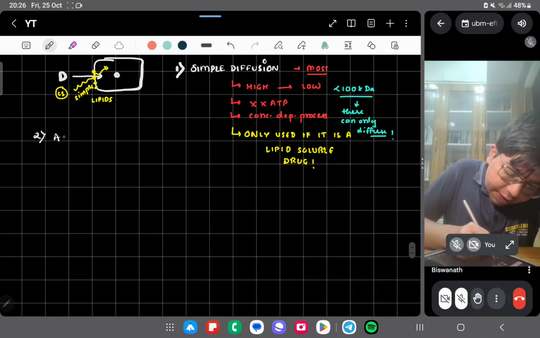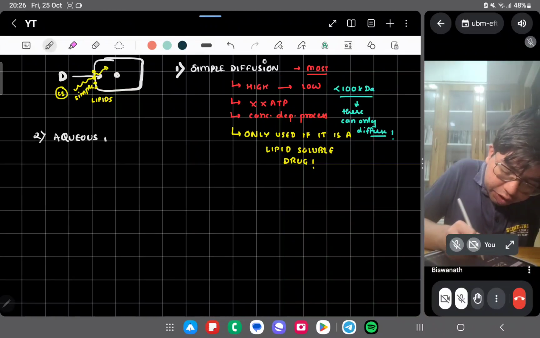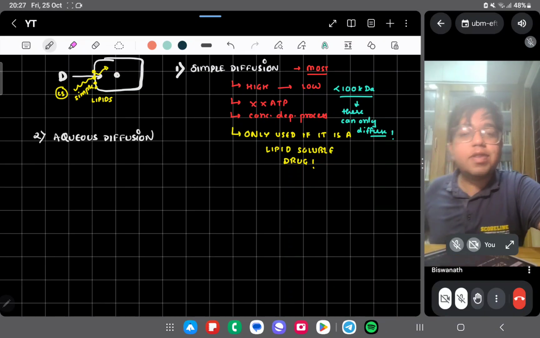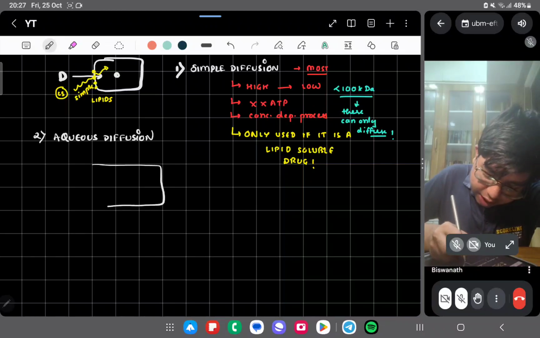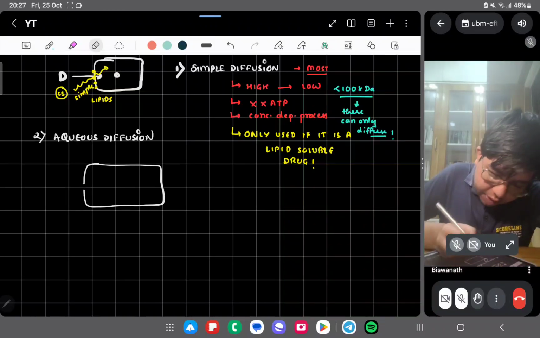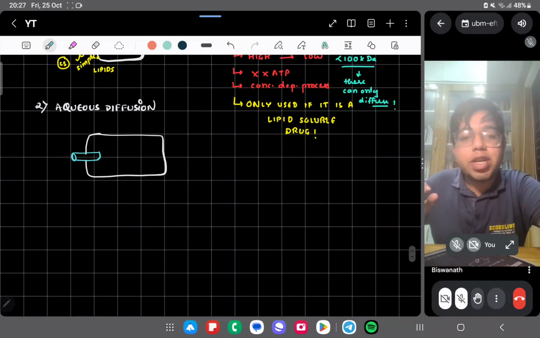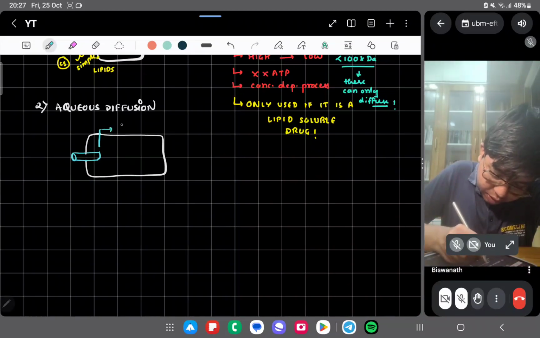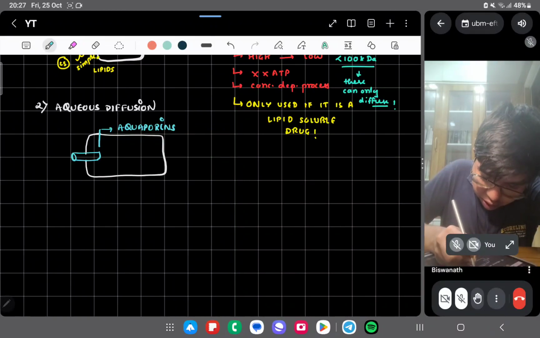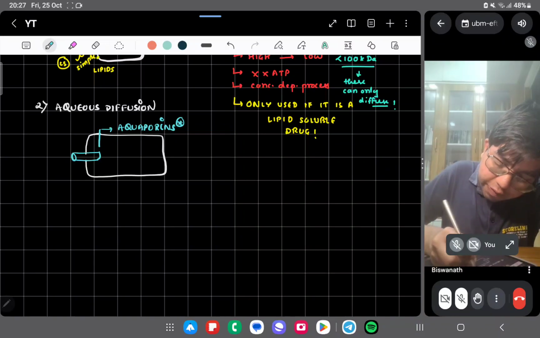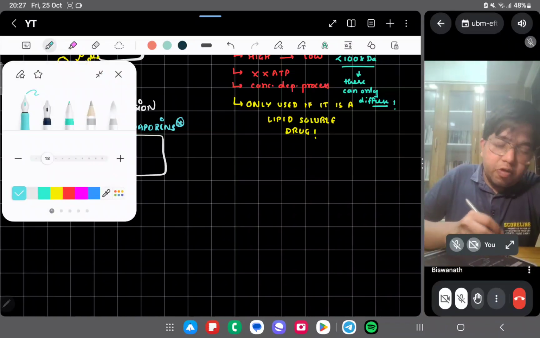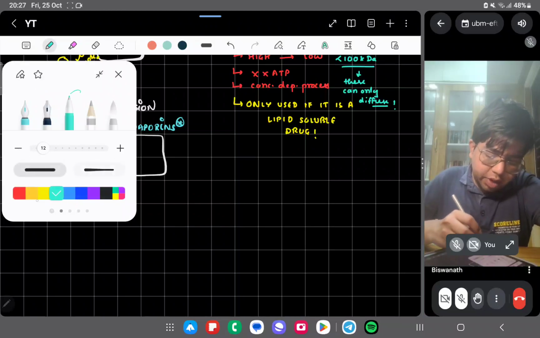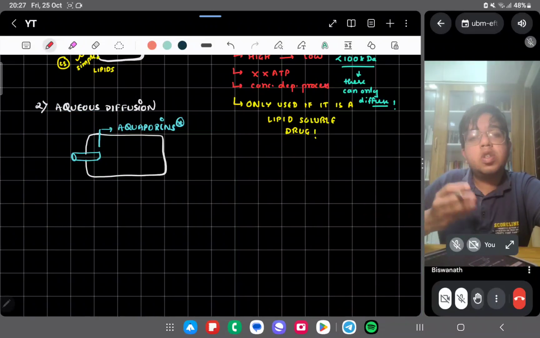Second one is called the aqueous diffusion. Aqueous diffusion is basically the diffusion which is occurring due to these blue channels which I'm drawing here, and these blue channels are what are called the aquaporins. I'm sure you have heard this name before. Aquaporin 1, Aquaporin 2, Aquaporin 5. Okay, must have heard.